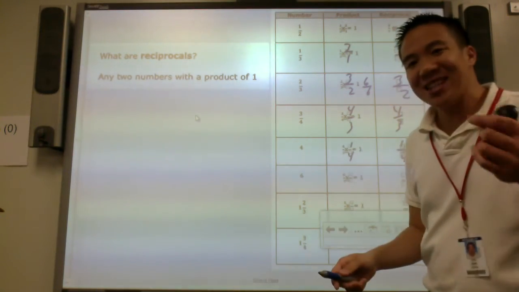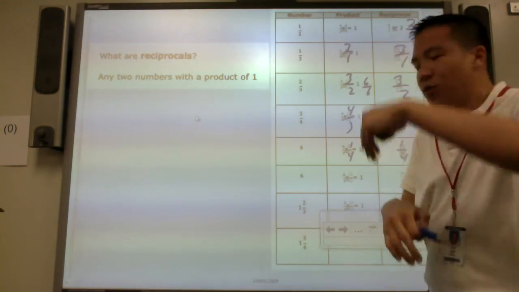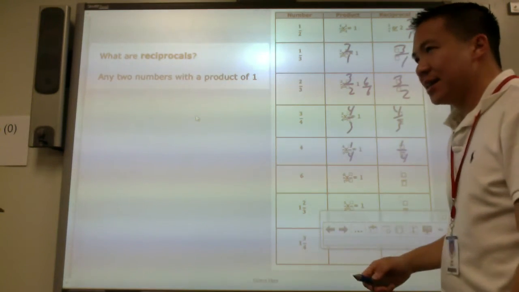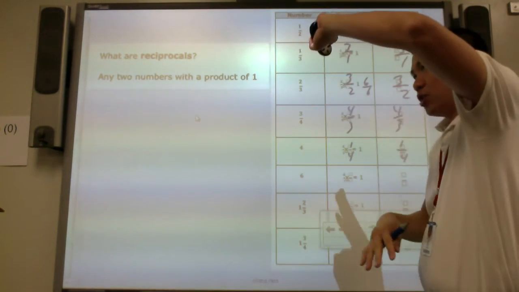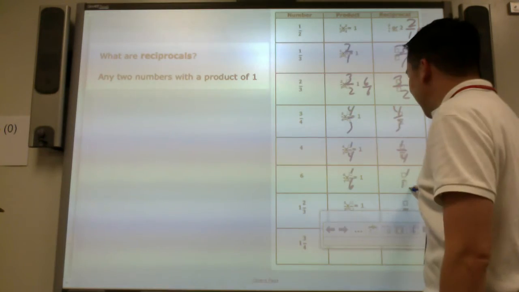Because 4 can be written as a fraction, 4/1. Switch it, 1/4. 6 starts here. I switch it, so 6 goes here. So 1/6 is the reciprocal.